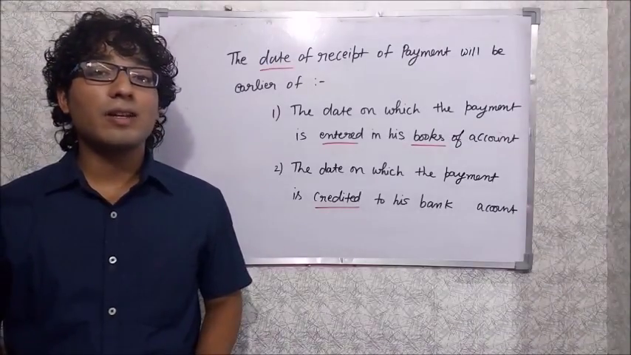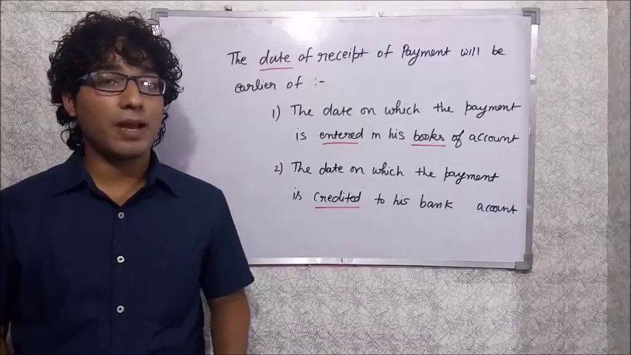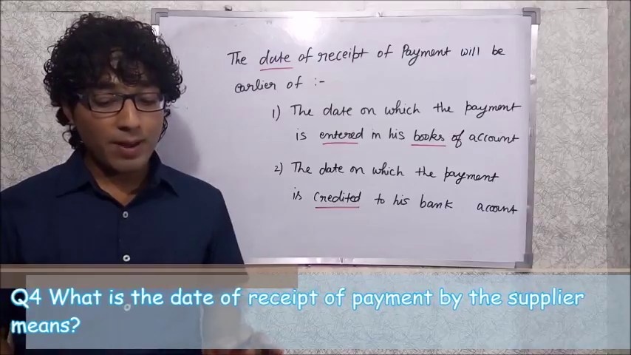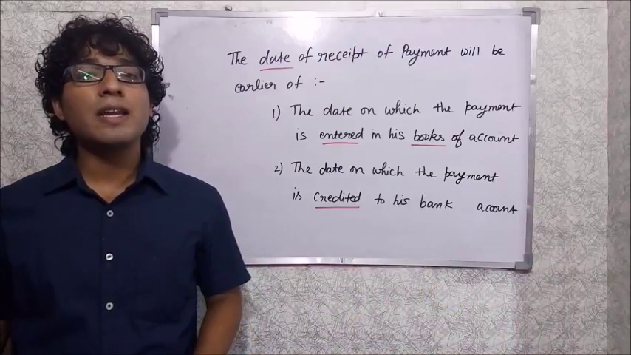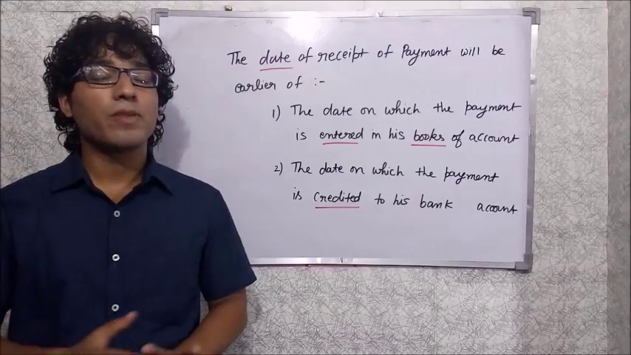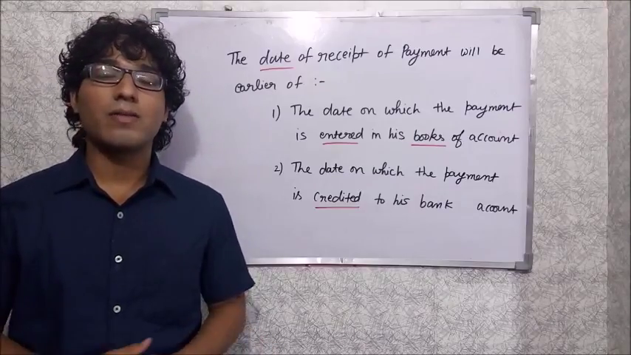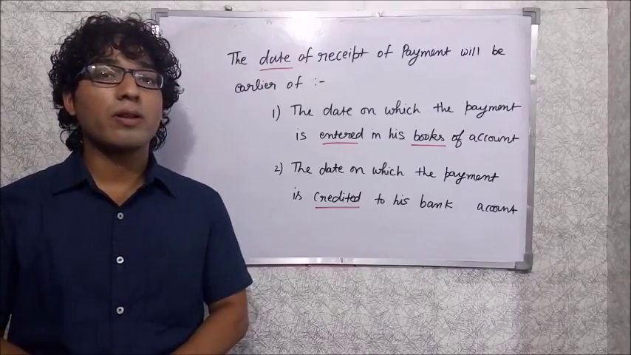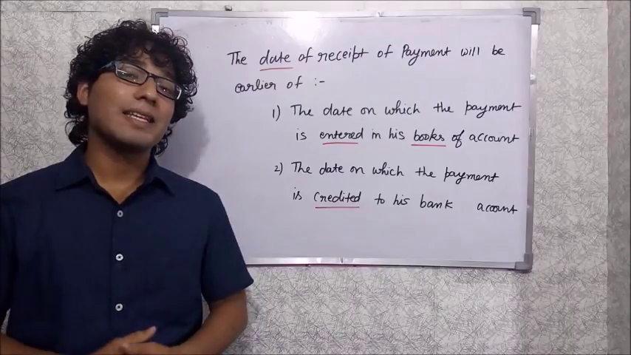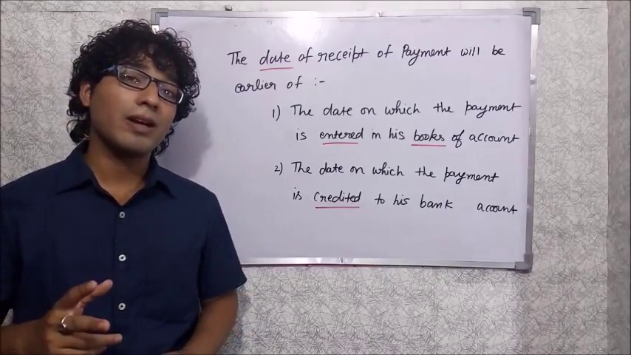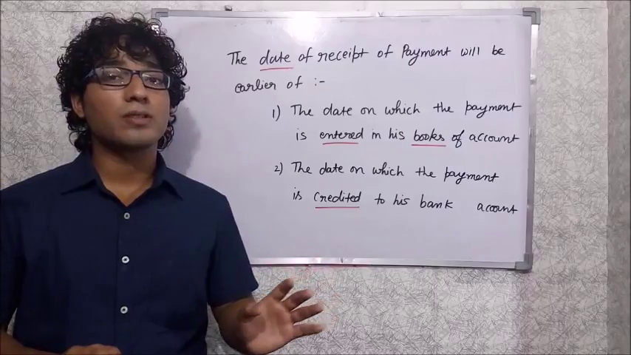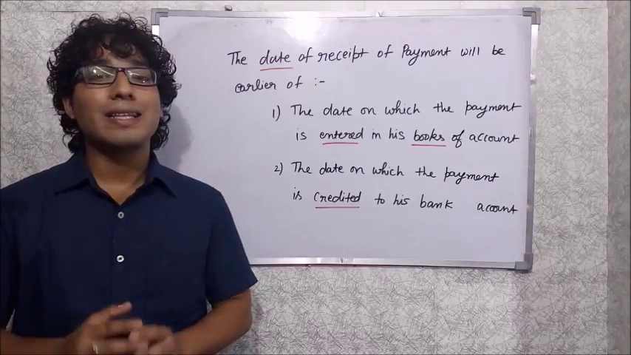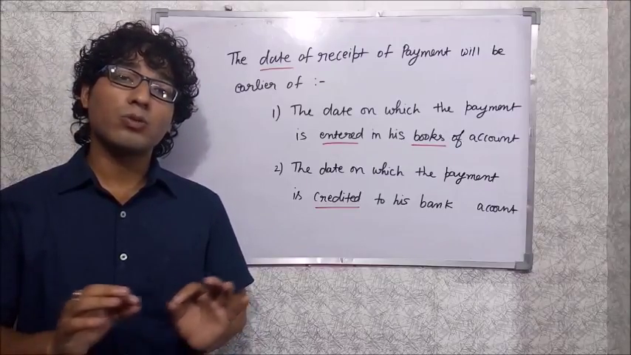The next question is relating to the date of receipt of payment by the supplier, and the question is, what does the date of receipt of payment by the supplier mean? We have seen that the time of supply of goods was the earlier of the following two events: when the supplier issues the invoice or when the supplier receives the payment. Whichever is the earlier event will be the time of supply of goods. And in case of the time of supply of service, we have to look at the earlier event of the following two. There were two situations.